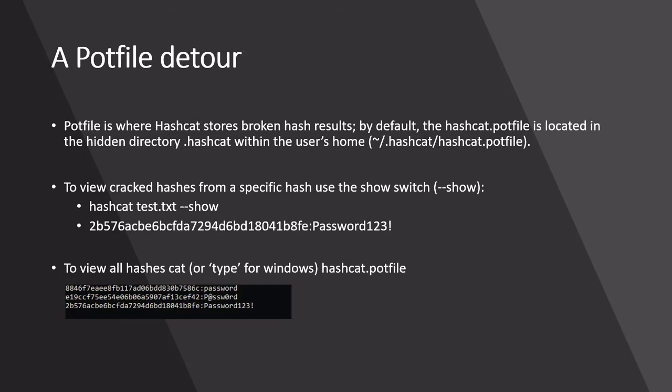So what is a pot file? Hashcat's pot file is where Hashcat stores broken hashes. On Linux, it's stored in the location listed there on the slide. On Windows, it's stored in the same folder as hashcat.exe, wherever you extracted it on your system. If you want to view all hashes that you've cracked from a particular hash file, use the --show switch. An example of this would be hashcat, and earlier we used test.txt, and the --show switch. If you want to see all the hashes in the pot file, you can cat out the Hashcat pot file, or if you're in Windows, you can type it out.